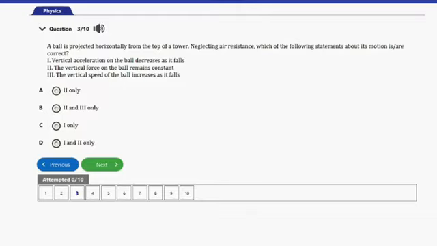So guys, the answer to this question here will be II and III. So that relates to option B here. So guys, option B is the answer to this question. And that's it for this question. Let's go ahead and consider the next question, guys.